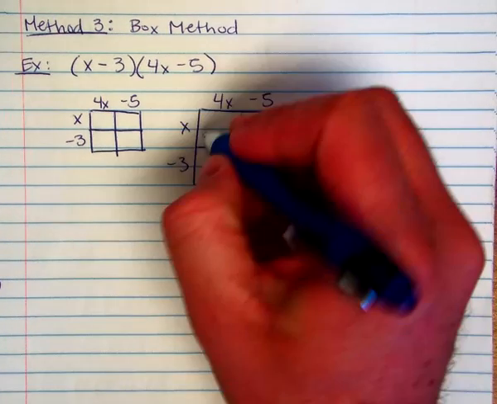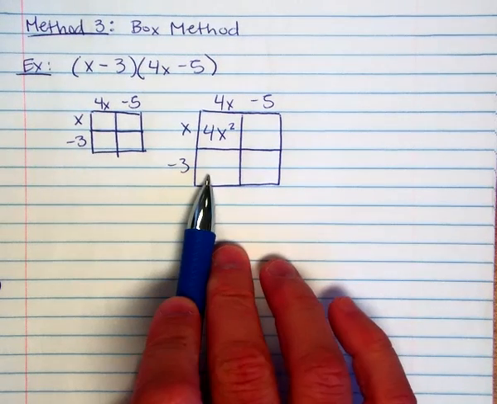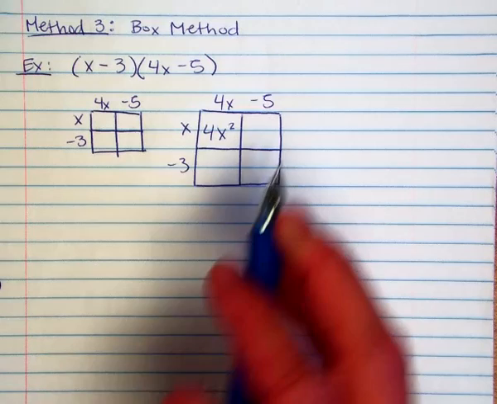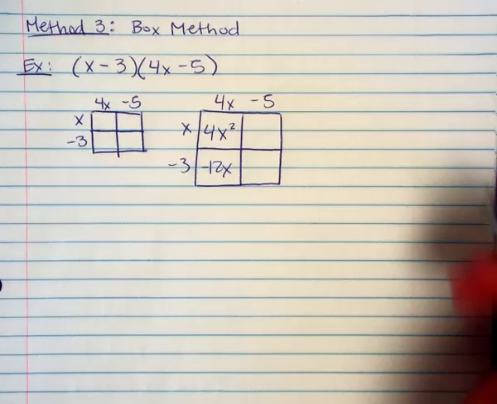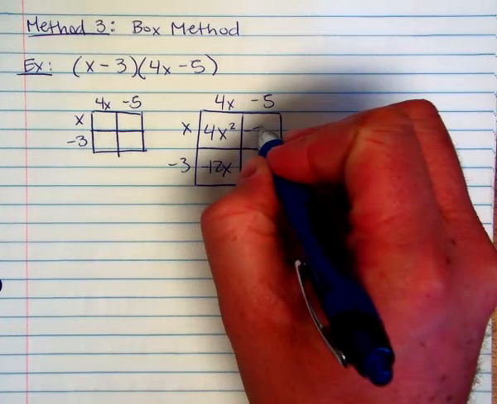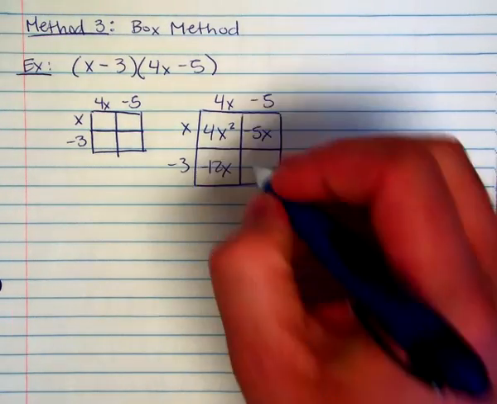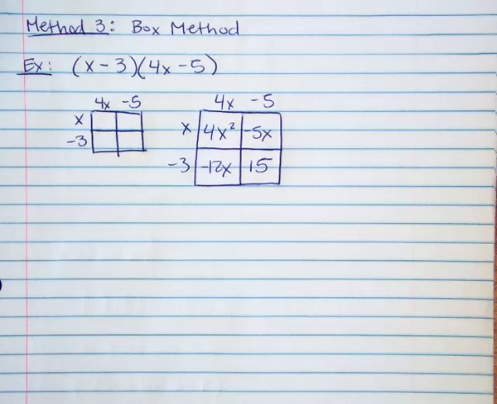4x times x is 4x squared. Filling in this box, 4x times -3 is -12x. x times -5 is -5x. And -3 times -5 is +15.